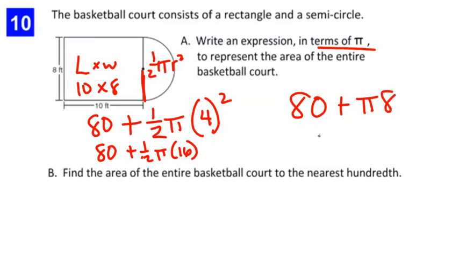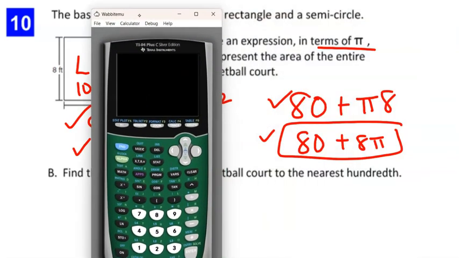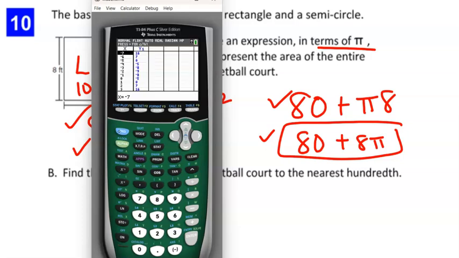Half of 16 is 8. This is another good answer, so write it this way. All of these are acceptable. Full credit for this, this, or this. Now that we have an expression, we can actually find the area of the basketball court to the nearest hundredth by taking this expression, 80 plus 8 pi, and typing it into our graphing calculator.